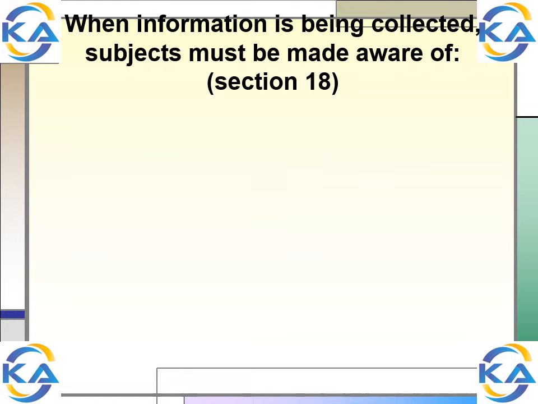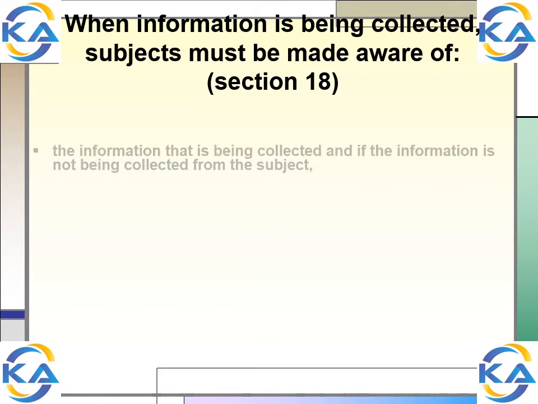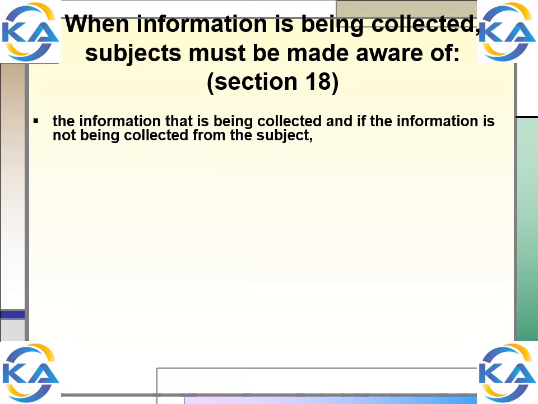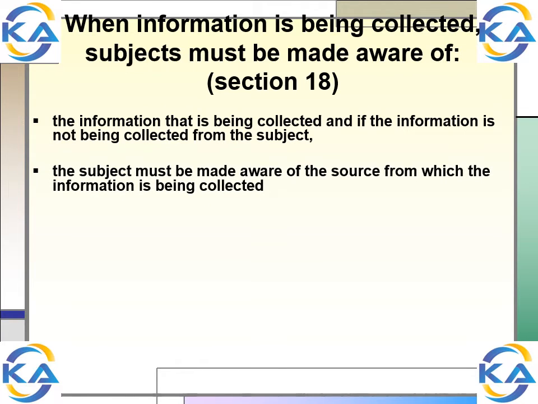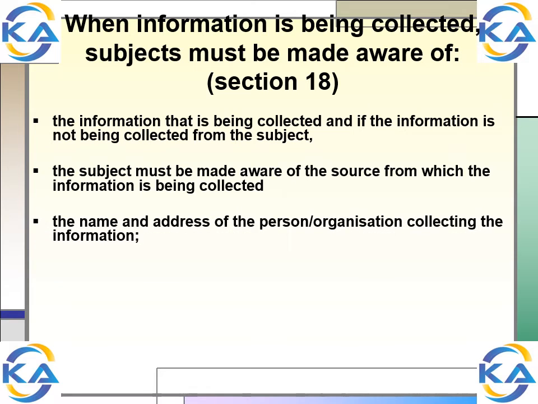So when information is being collected, data subjects, employees, must be made aware, in terms of Section 18 of the POPIA Act, of the information that is being collected, and if the information is not being collected from the subject, the subject must be made aware of the source from which the information is being collected. For instance, you have applied through a recruitment agency. That recruitment agency has provided your information to the former employer.